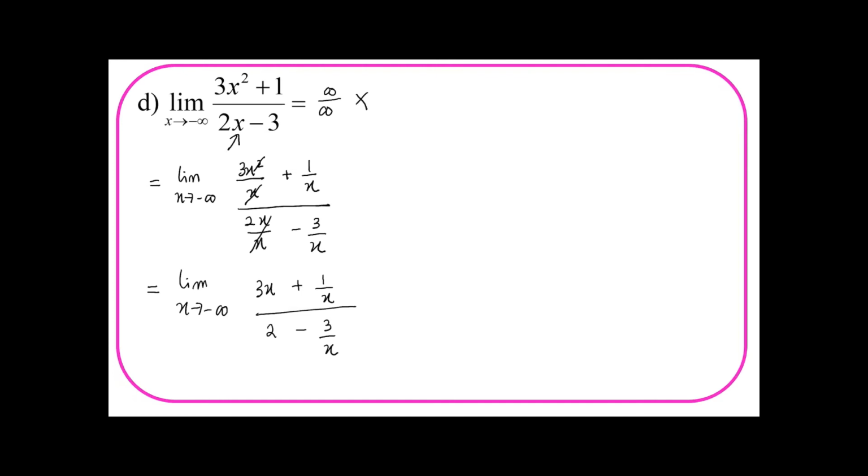Now, you can try to substitute your limit value. So, this will be equal to (3 times infinity plus 1 over infinity) divided by (2 minus 3 over infinity). Constant over infinity can be simplified as 0. We will have infinity over 2, and our final answer would be infinity. Don't be surprised, we still can get infinity as our final answer, but not infinity over infinity. And don't forget the sign, since we have infinity from the negative side, so our final answer is negative infinity.